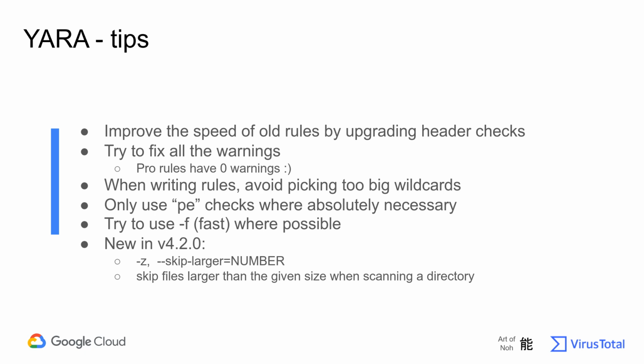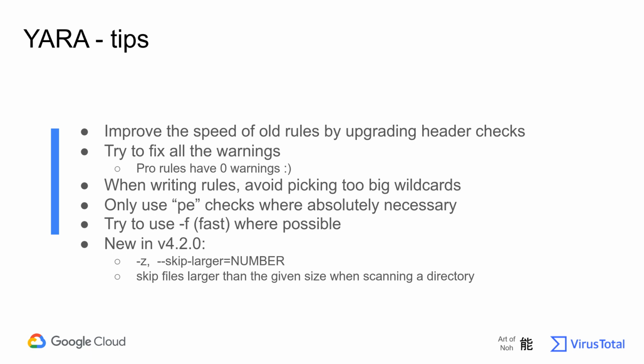And there is an option which I want to mention, which is new in Yara 4.2.0, which really made a significant difference for me, which is -z, or skip larger. This allows Yara to skip files that are larger than a given size when scanning a directory. What I do here, for instance, is I put something like skip larger and 100 megabytes if I know for sure that what I'm looking for is definitely not in such big files. And why is this important?